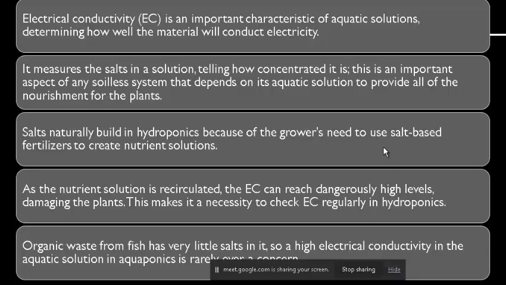What will be the side effect, beta? What will be the side effect? The plant will die. Obviously, the plant will die. Why will the plant die? Right.